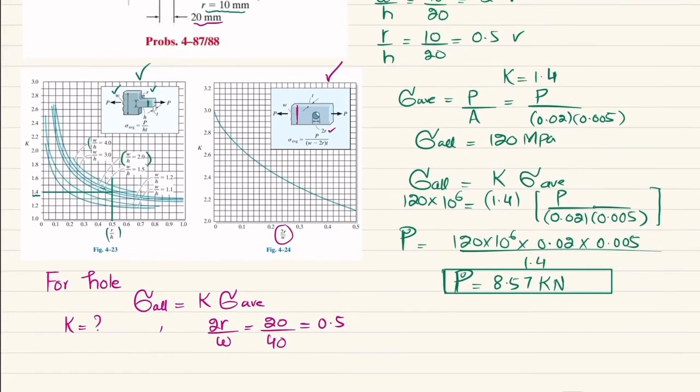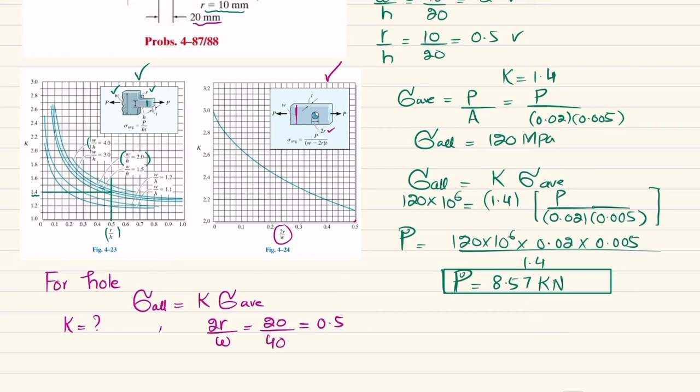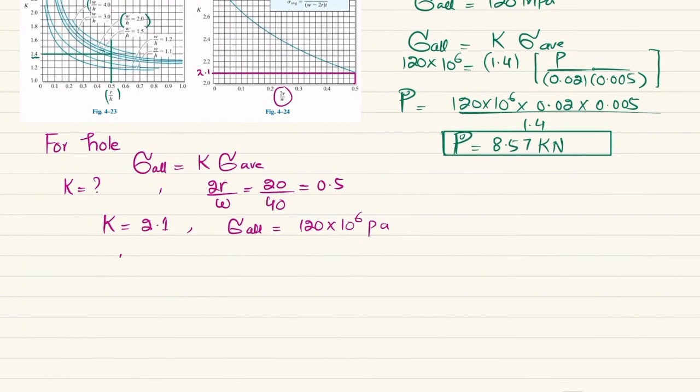Now you can see that 0.5 is this point. If I draw a vertical line, it is intersecting this graph at this point. And if you take a horizontal line from this, K will be 2.1. So K is equal to 2.1. The allowable stress is already given, which is equal to 120 megapascal, so 120 into 10 raised to the power 6 Pascal. Now we will find sigma average. We know that sigma average is equal to load per unit area.